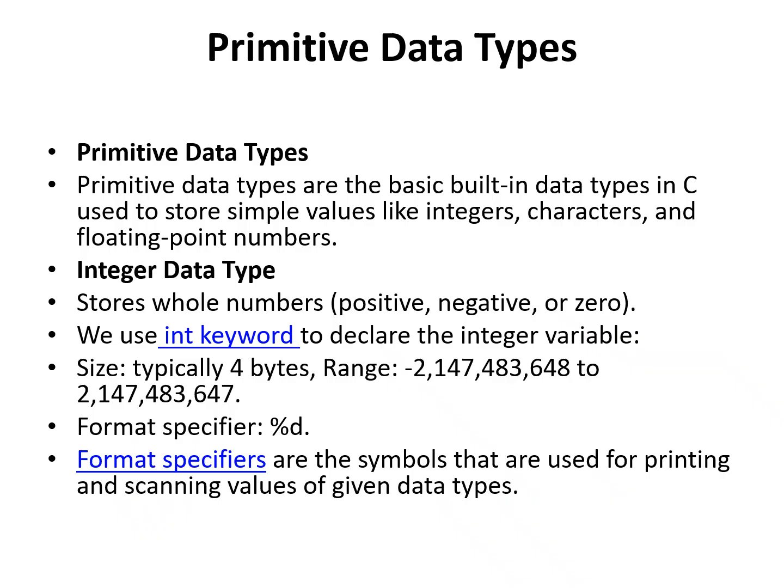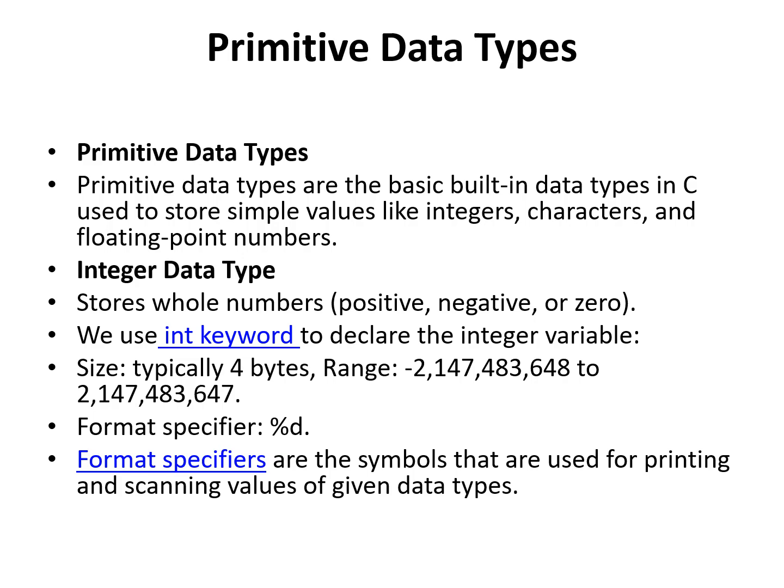Primitive data types are the basic built-in data types in C used to store simple values like integers, characters and floating point numbers. What is an integer? An integer stores whole numbers, positive, negative or zero. We use the int keyword, in lowercase, to declare integer variables. To store an integer in memory, the size is 4 bytes.